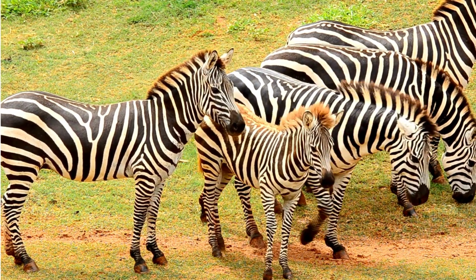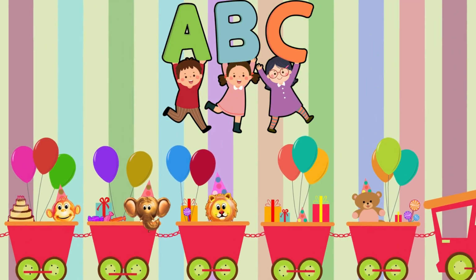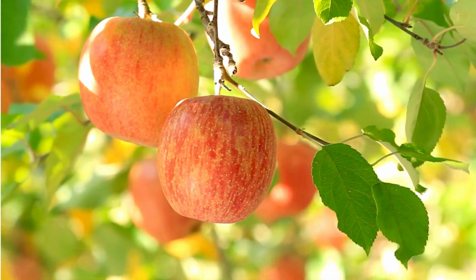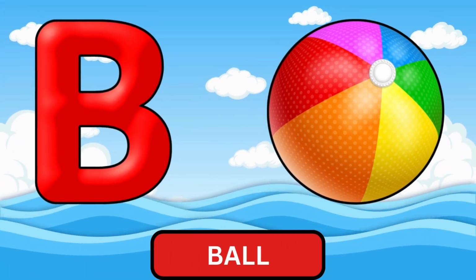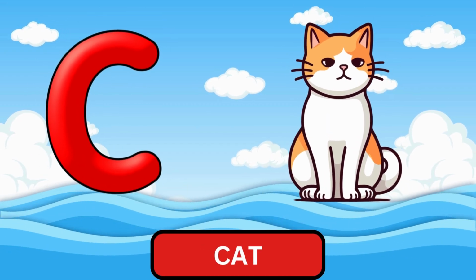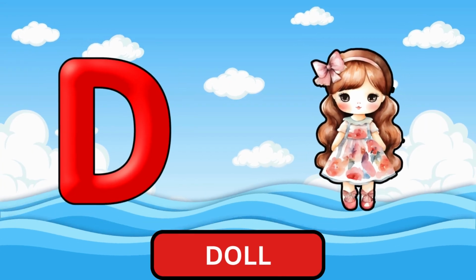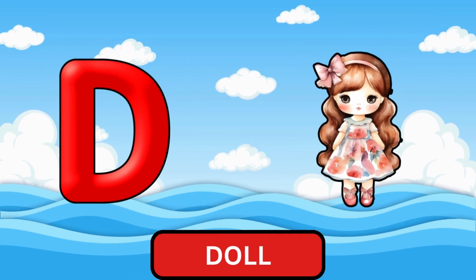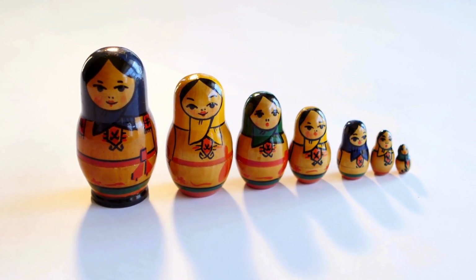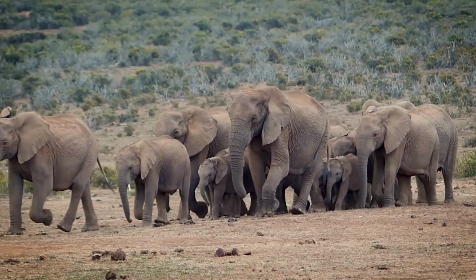Zebra. Z, zebra. A is for apple, a, apple. B is for ball, b, ball. C is for cat, c, cat. D is for doll, d, doll. E is for elephant, e, elephant.